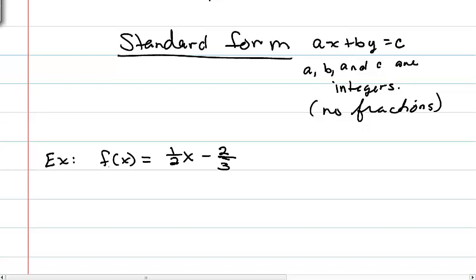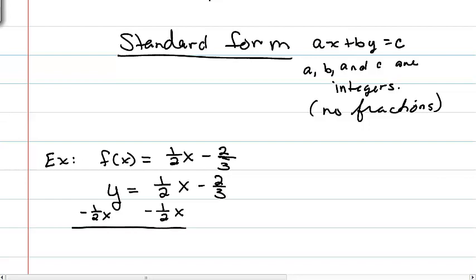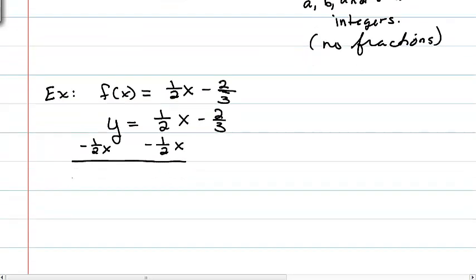So the first step is to change this f of x to a y, because f of x and y are the same thing. So that would be y equals 1/2 x minus 2/3. And now I want the x and y on the same side, so I'm going to subtract the 1/2 x from both sides. And that gives me negative 1/2 x plus y equals negative 2/3.